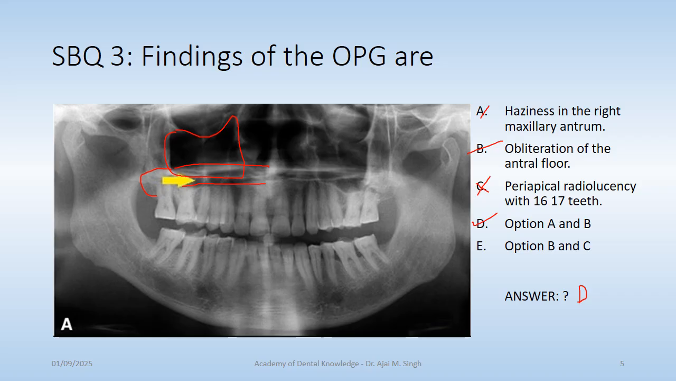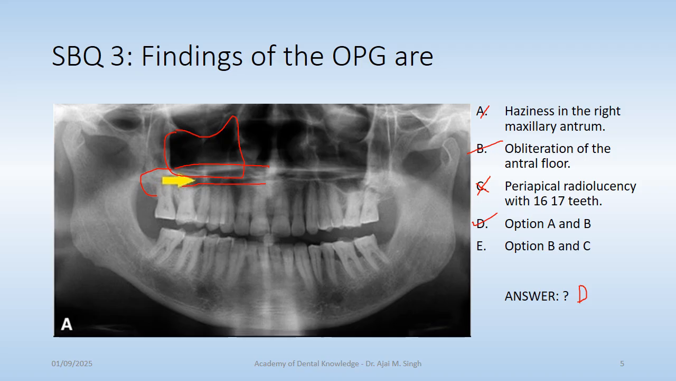Now the results have come up. Scenario based question number 3 is, what are the findings of the OPG? Option A is the haziness in the right maxillary antrum. So this is the antrum up to here. This is the orbit. So it is not very clear. So of course haziness is there.